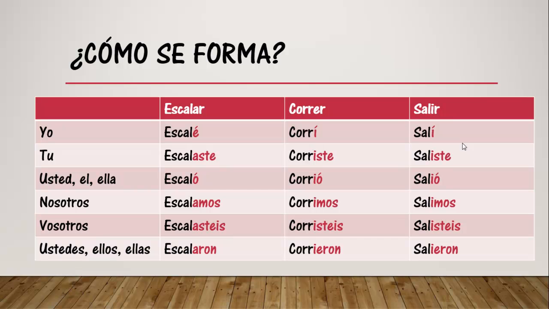ER and IR verbs take the same endings as each other in the preterite tense. So you're going to take off either the ER or the IR on each verb, and you're going to add the following endings. For the yo form, you will add í with an accent mark, corrí, or salí. The tú form, you will add iste, so corriste or saliste. For usted, él, ella, you'll add ió, so corrió or salió. The nosotros form, we will add imos, so corrimos or salimos. Vosotros, we add istes, corristes or salistes. And ustedes, ellos, ellas, we'll add ieron, so corrieron or salieron.